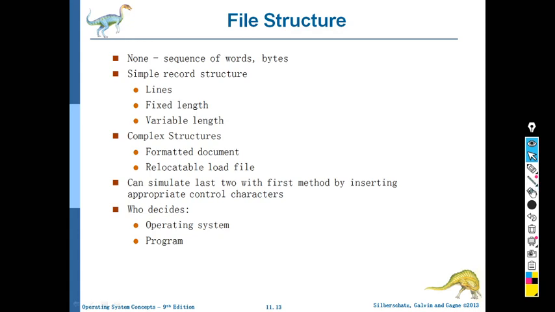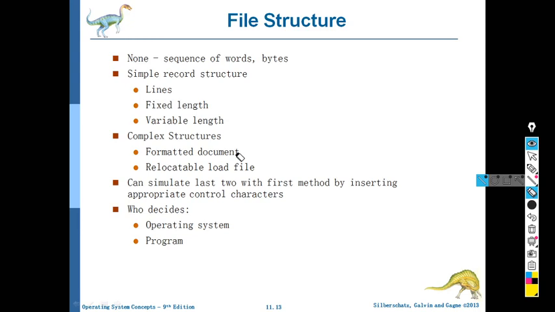Now, file structure. It is nothing but a sequence of words or bytes. A simple record structure has lines, which may be of fixed length or variable length. For a complex structure, you have formatted documents, and in those formatted documents, after some keywords or fields, you can have a delimiter. The delimiter can be an exclamation mark, a colon, or a full stop. So you decide certain formats for your files, so that it is easy for you to retrieve any amount of data from your file.